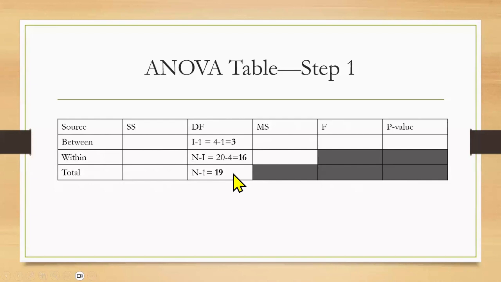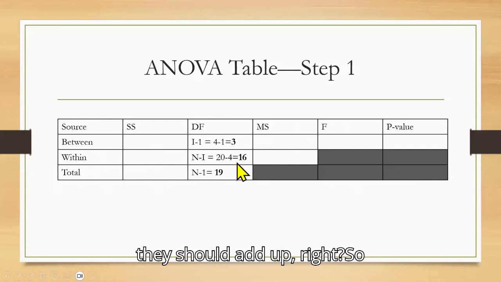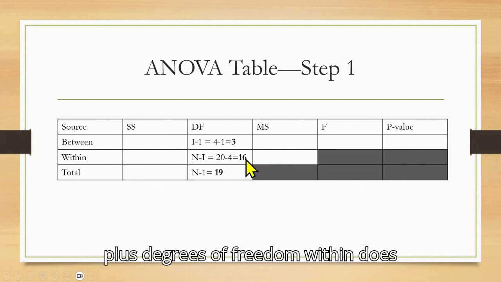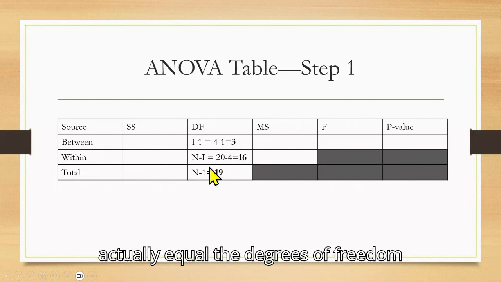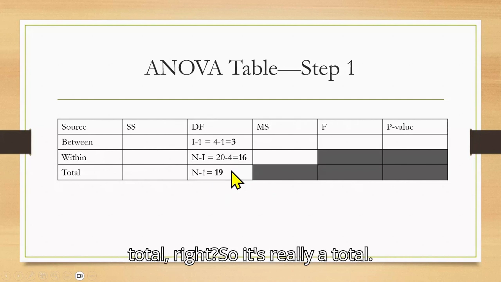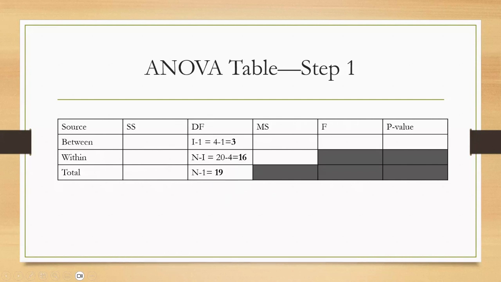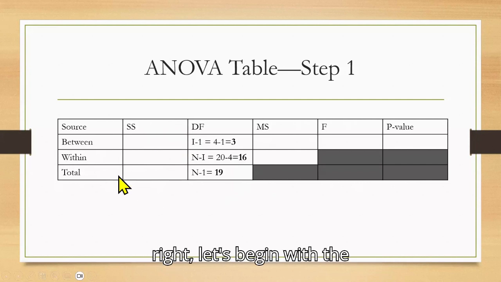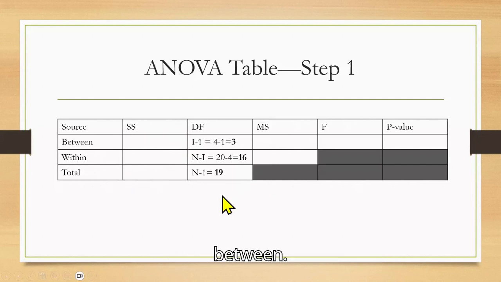Notice that they should add up, right? So degrees of freedom between plus degrees of freedom within does actually equal the degrees of freedom total. All right, so it's really a total. All right, now we're going to have to calculate these sums of squares. All right, let's begin with the between.